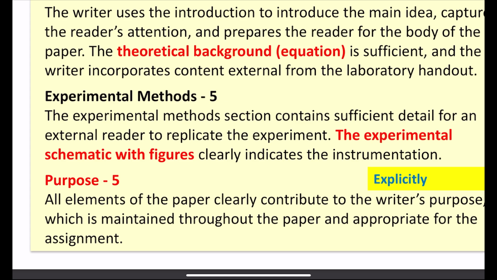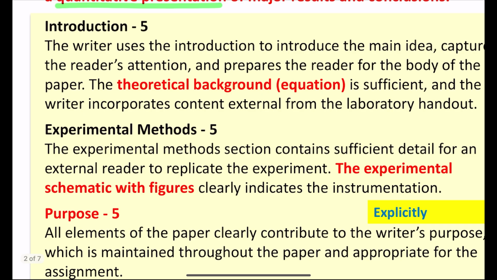Okay? And I would like to see some relevant equations in your introduction. You don't need to show all the equations, but just a few equations that may be related to the thing you did in that lab. Okay? So those are the keys. And this is tied to the introduction. So have that purpose statement as your first sentence.